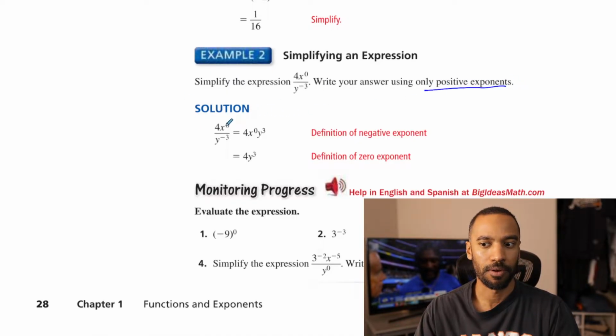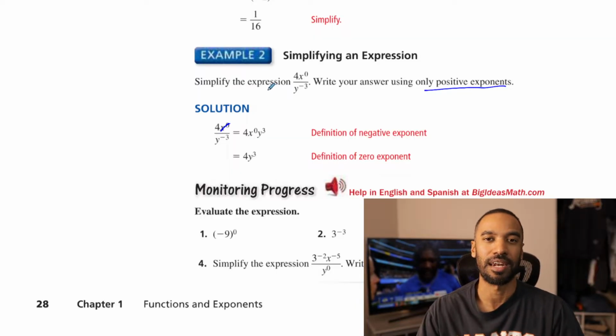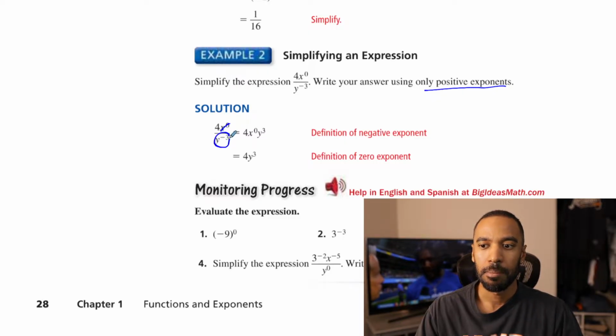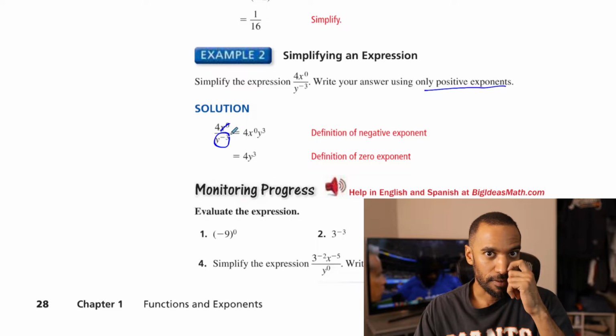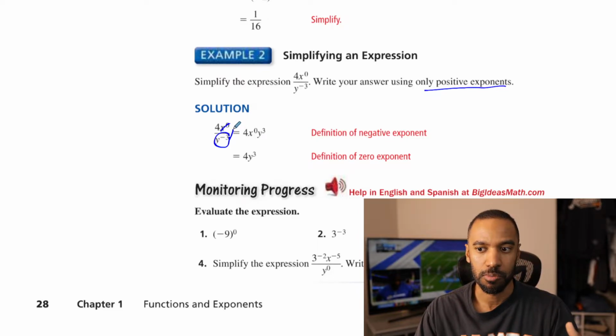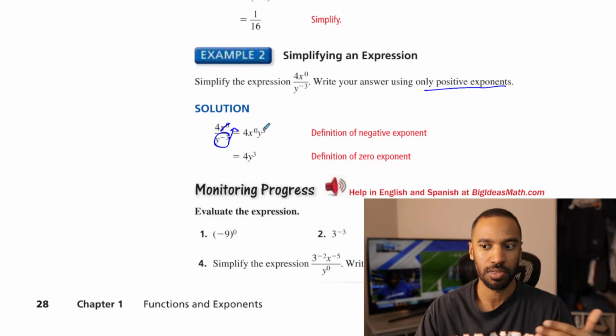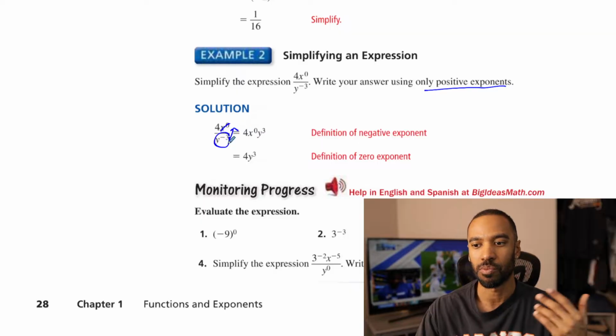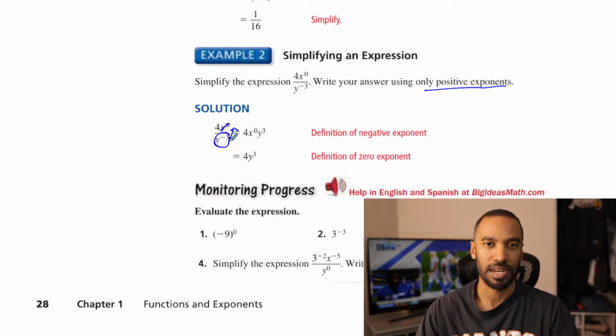X to the 0 power is 1. 4 times 1 is 4. So if you ever see me cancel out something like that, it's a result of it no longer being visible. Y to the negative third, because it's in the denominator, dividing by something in a denominator becomes multiplication in the numerator. So now you see it up top, x to the 0 is still there, but now you see it up top here as a positive exponent as a result of having been negative to begin with.